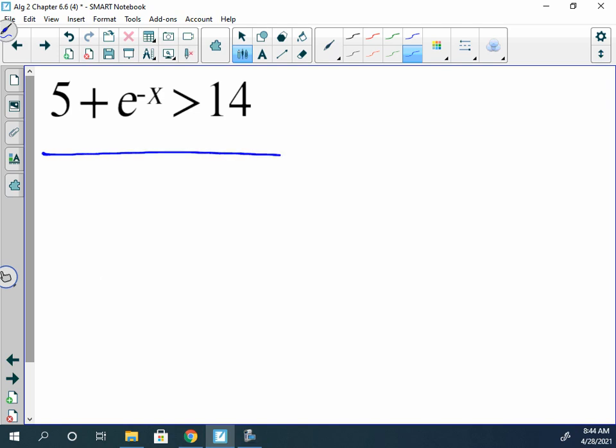I would minus 5, because we're wanting to get e by itself. Yeah, so we would minus 5 from both sides. And our 14 minus 5 would give us 9.